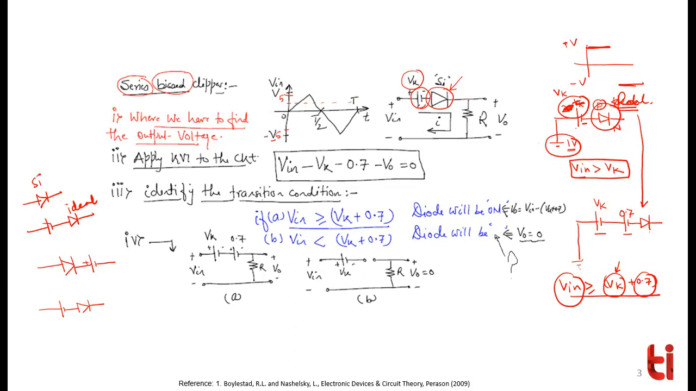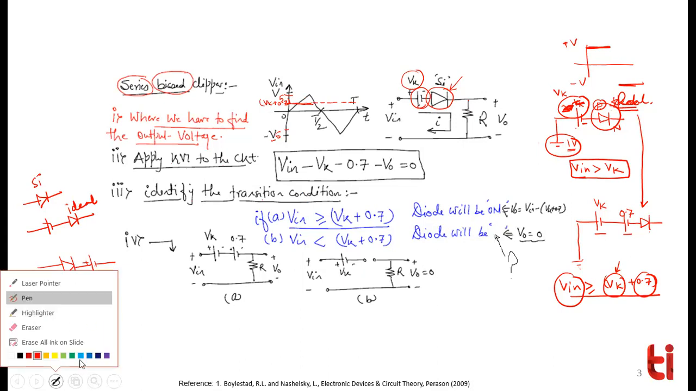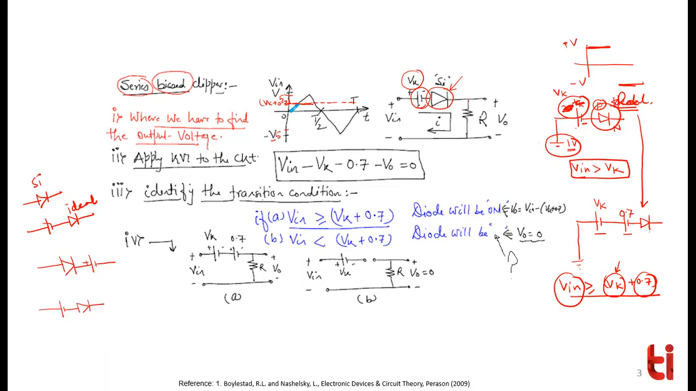Now let's assume that the Vk plus 0.7 level is somewhere over here. Now let me take another color pen. So what does it mean? It means that in this range of input, and in this range of input, is the diode in forward or reverse? In the portion I have highlighted, the diode is in reverse bias. Okay, so let me write R in these portions.